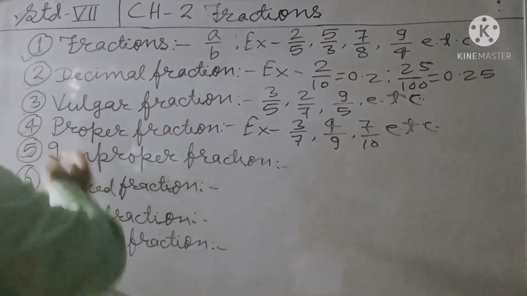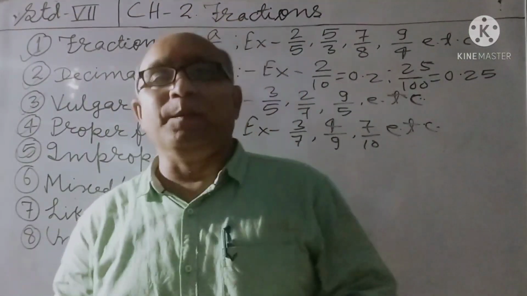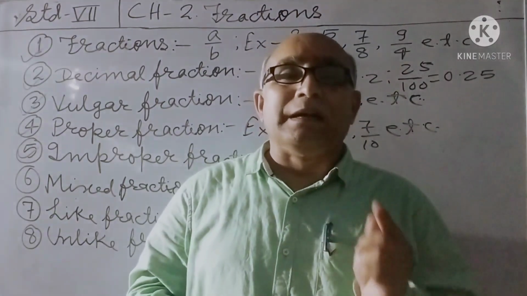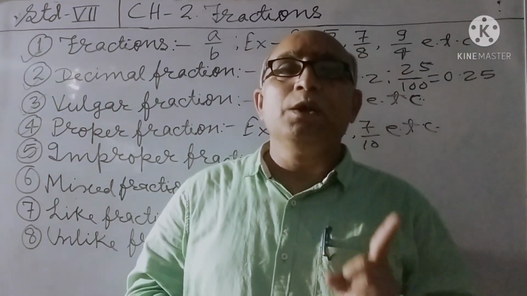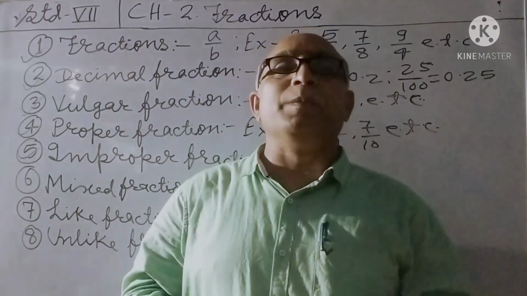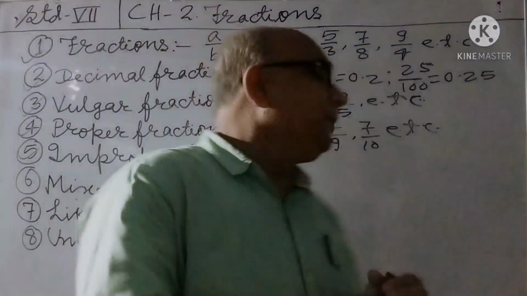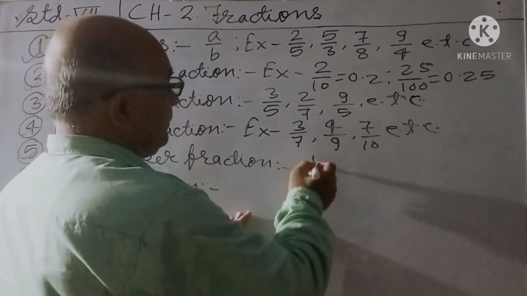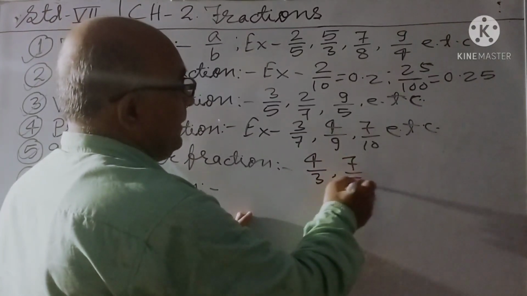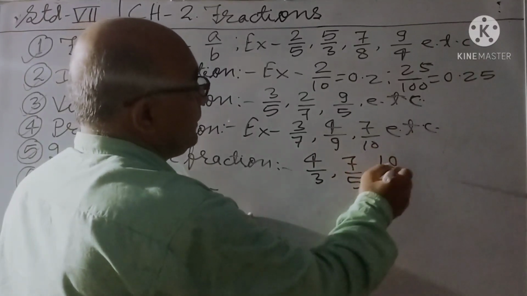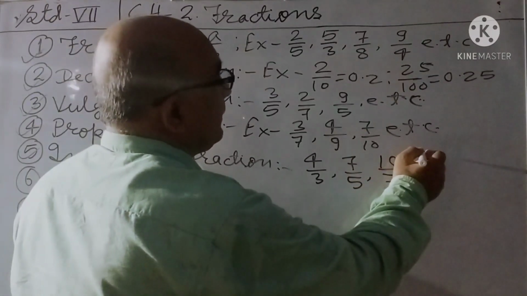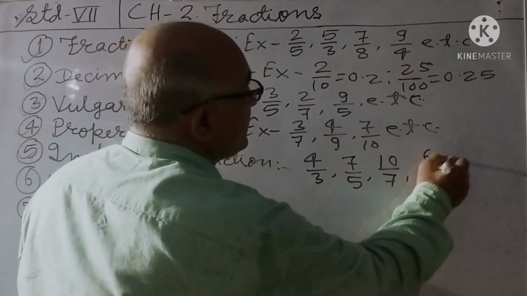Next is improper fraction. A fraction whose numerator is greater than or equal to its denominator is called an improper fraction. Example: 4 by 3, 7 by 5, 10 by 7, 6 by 6, etc.